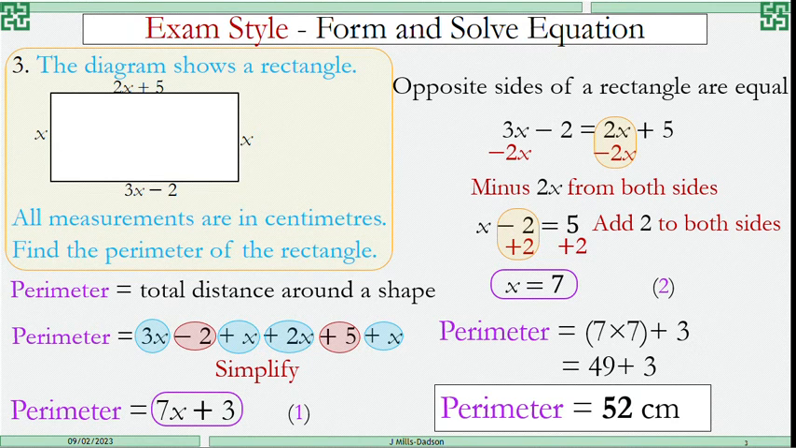So you can choose to work out the equation, then work out the expression for the perimeter, then substitute. Or you work out the expression for the perimeter, then you work out your equation, then you substitute. Whichever way you do doesn't matter.